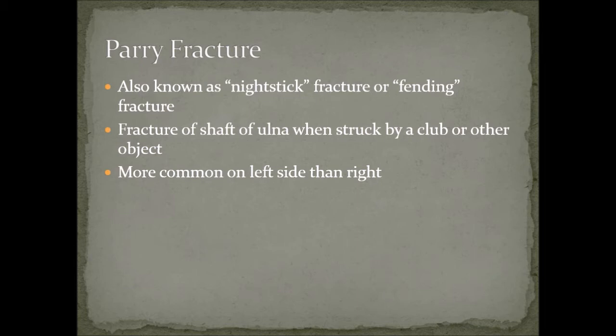So, a Perry fracture, so named because you would be parrying off blows, is a fracture of the shaft of the ulna when struck by some object. It's more common on the left side than the right because somebody hitting you with a baseball bat is usually going to go to their dominant side. Most dominant in today's population is right-handed.